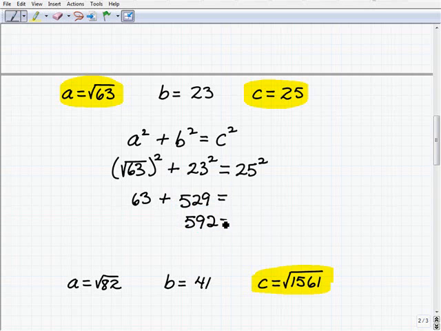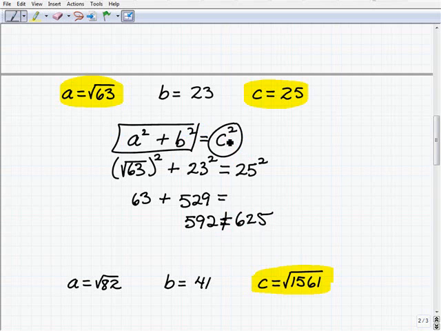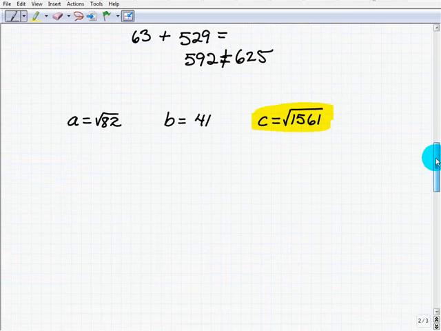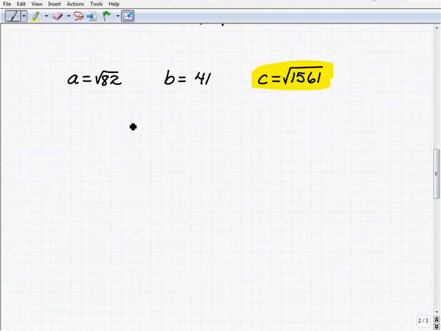All right, so now what we have to determine is whether 592 equals 25 squared, and it's not. Okay, 25 squared is 625. So because 592 does not equal 625, in other words, a squared plus b squared did not turn out being the same as the hypotenuse squared, c squared, these cannot be the lengths of a right triangle. All right, so hopefully you have the general idea now how to do this problem. So let's go ahead and take a look at the last one.